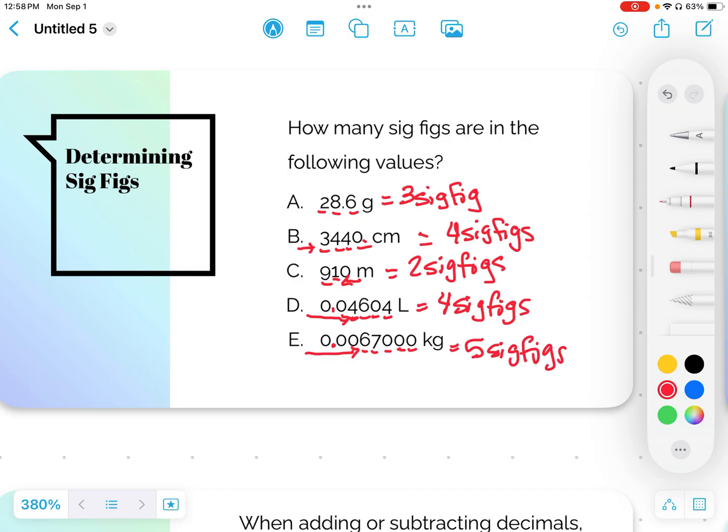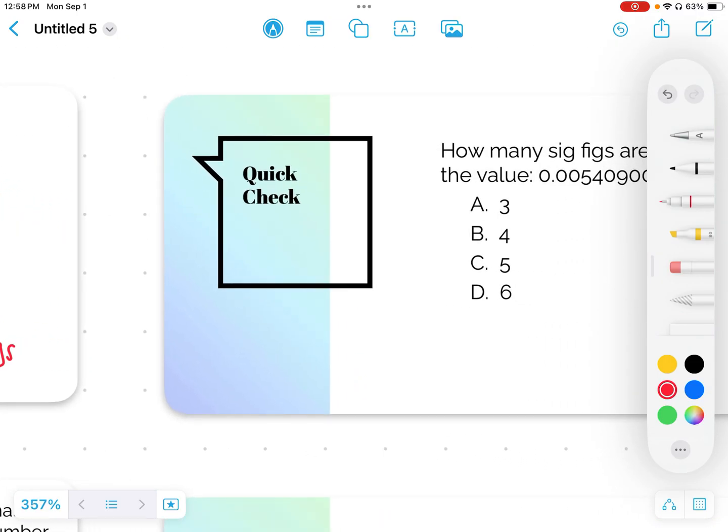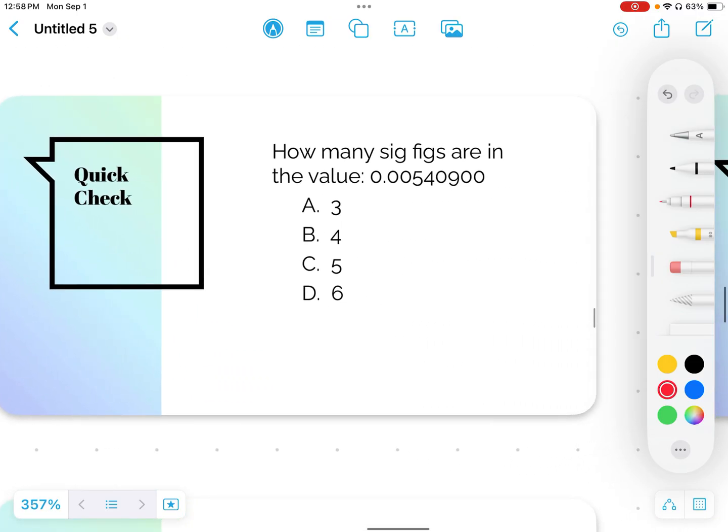Okay, so that's just a little practice of how do we figure out how many sig figs we have in a number, because we need to be able to do that to get into the math. So let's do one more quick check. So how many sig figs are in the value of 0.00540900? Okay, we're pretty much seeing all of our rules show up. So the first thing is any non-zero, automatically significant. So 5, 4, and 9, you can automatically count those in.